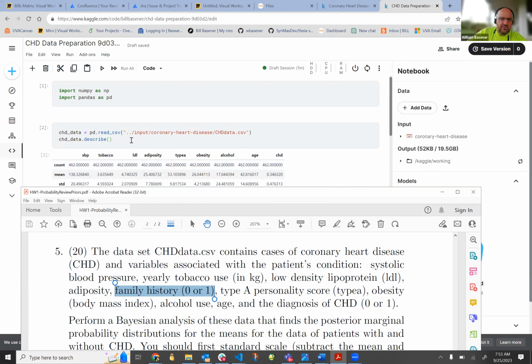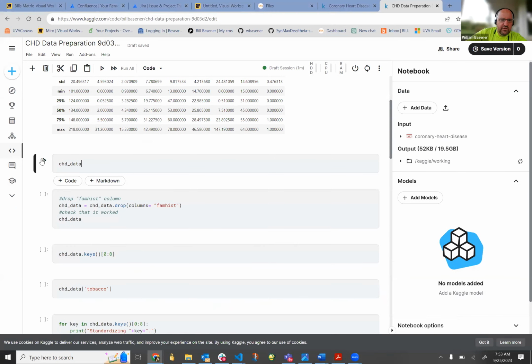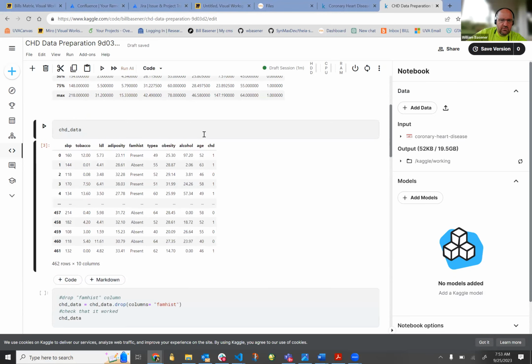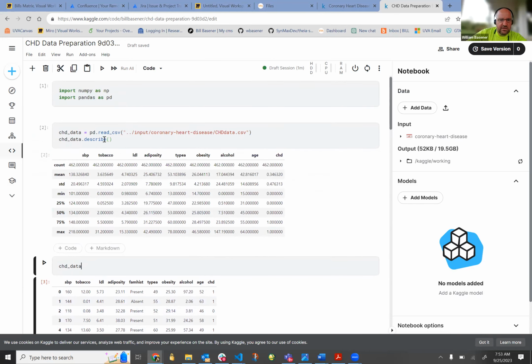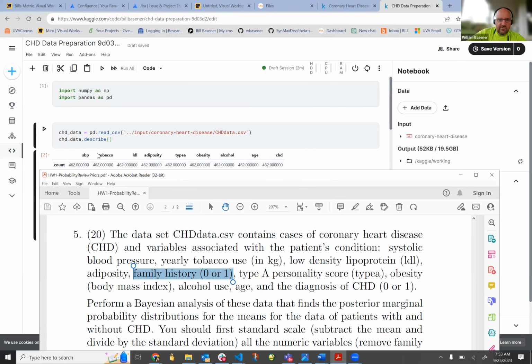Oh, it's not listed here, because in this describe, this is an interesting thing, the kind of thing we can talk about a little bit when I'm taking my time on these. Describe doesn't give you all of the values. If you look here, this family history column is present when we just type in CHD data. But when we call describe on the data frame, it gives you summary statistics for each numeric column. Family history is a categorical variable, like true, false, present, not present. So it's not going to give you this information in the describe.